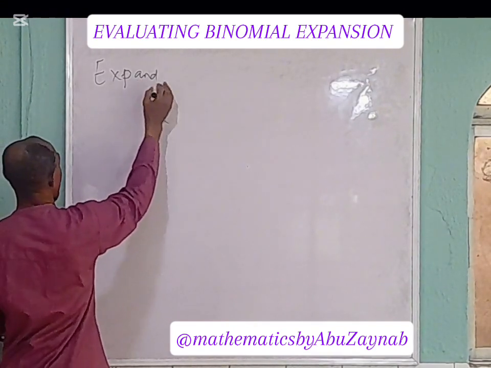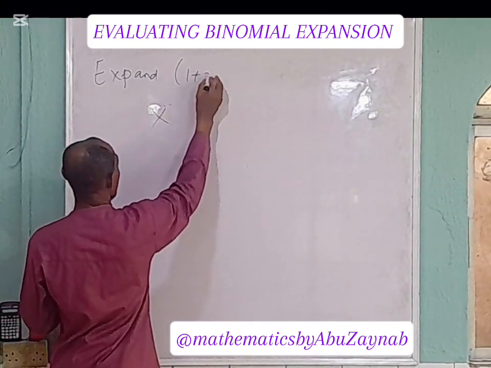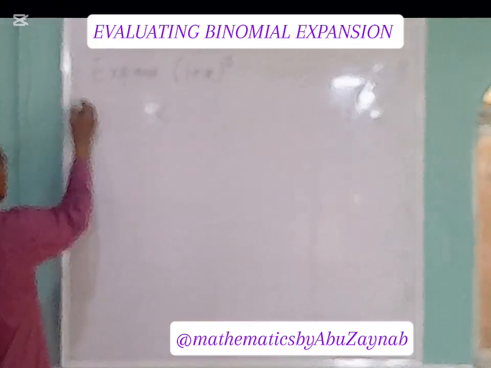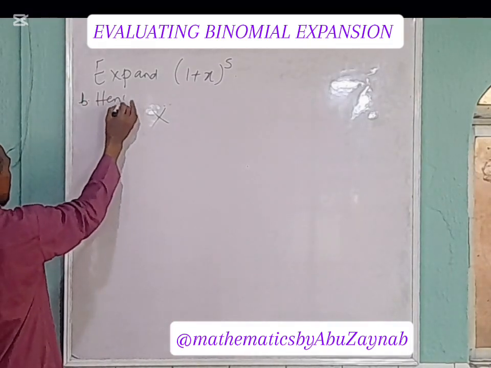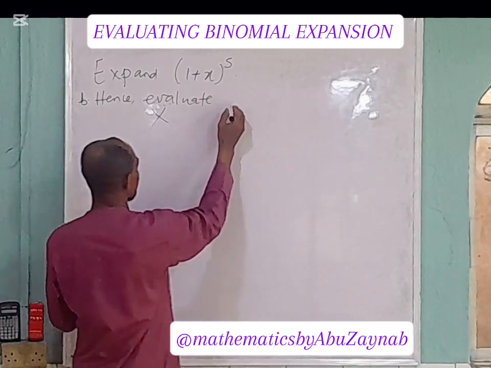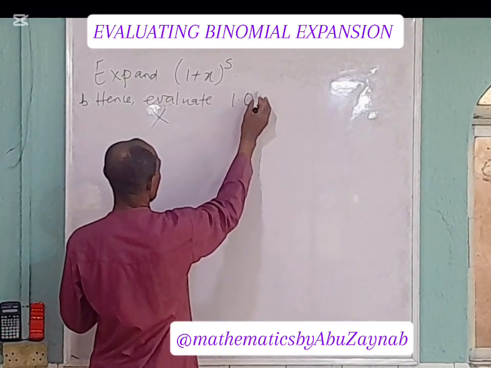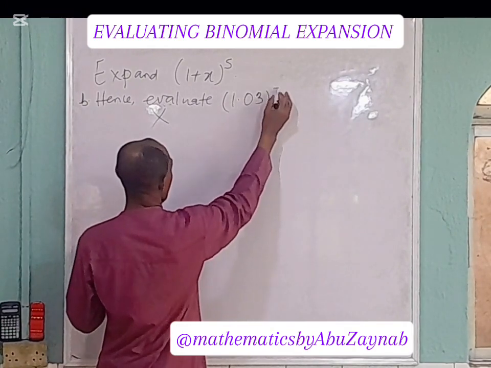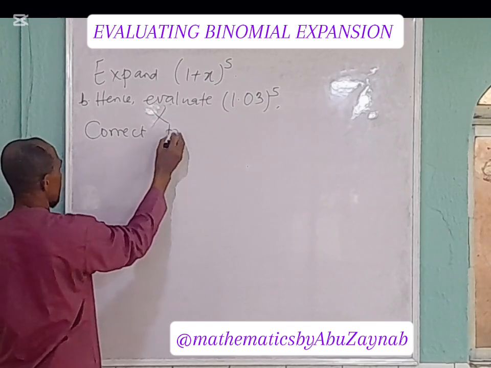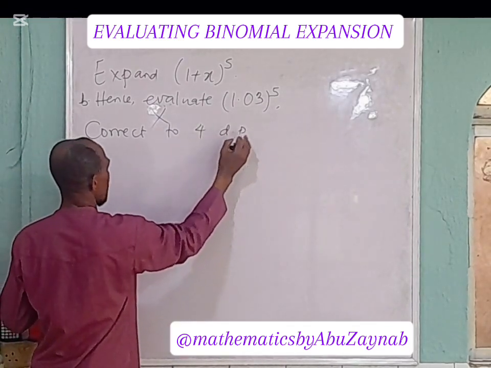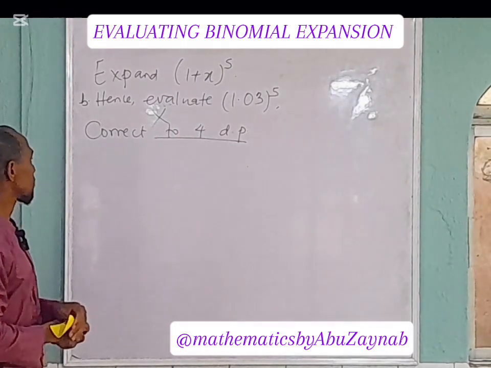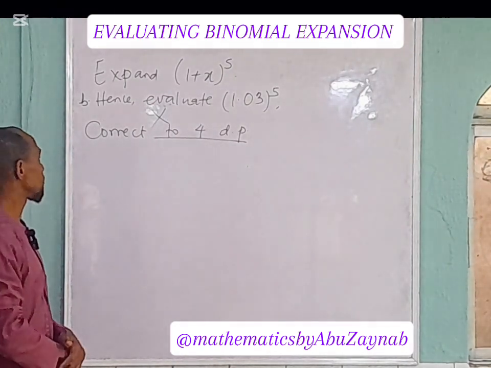Expand (1 + x) to the power of 5. Then b, hence evaluate 1.03 to the power of 5, correct to 4 decimal places. Now, this is a typical examination question in the theory, that's essay type exam.